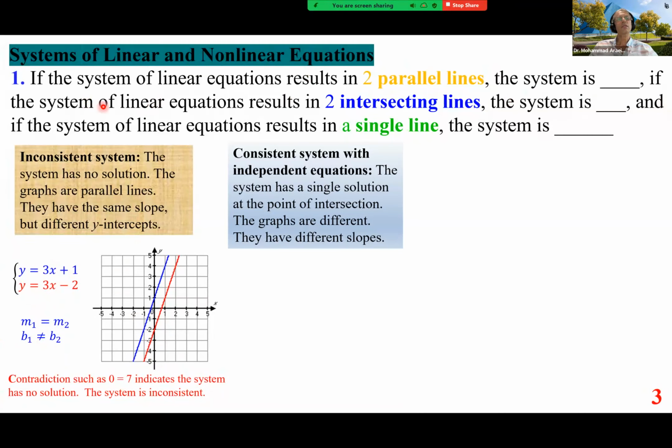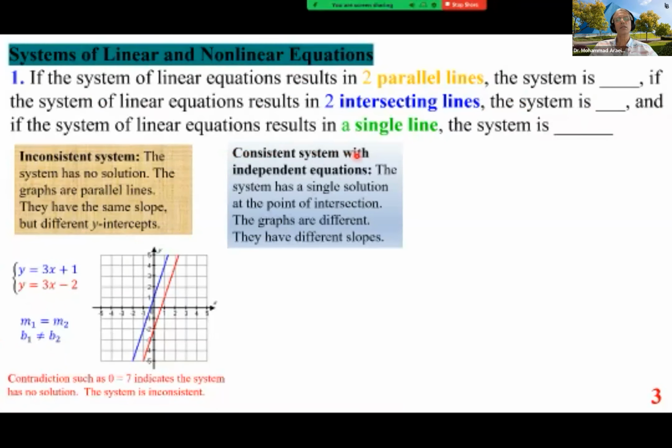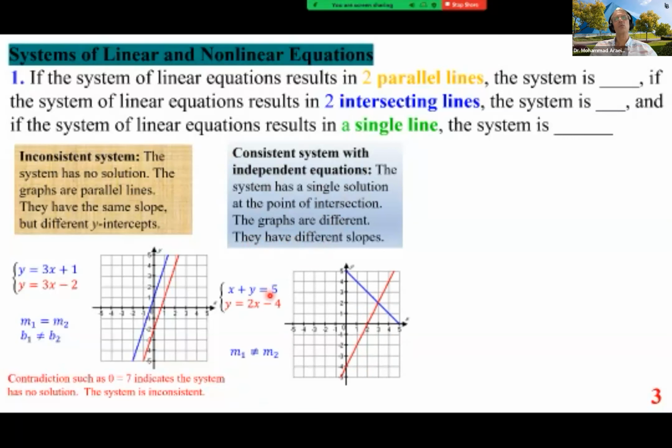If the system of linear equations results in two intersecting lines, the system is a consistent system with independent equations. The system has a single solution at the point of intersection. The graphs are simply different. They have different slopes. So two lines with different slopes, M1 is not equal to M2.